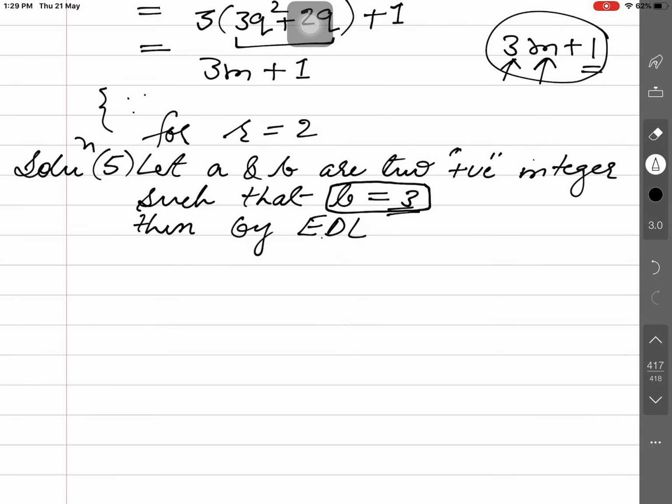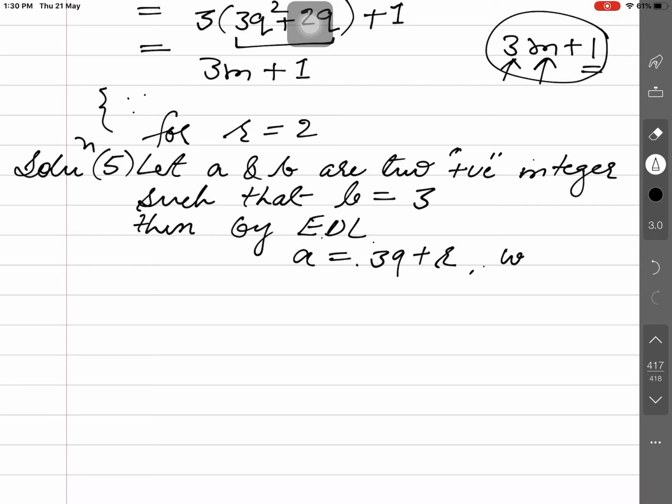Okay. Let a and b be two positive integers such that b is equal to, tell me what we have to take. B is equal to 3 again. Right now, the Euclid's division statement is what here? Again a is equal to b cube plus r. So here we will write what is b? It's 3. And what is r?